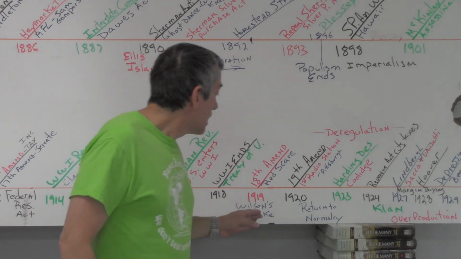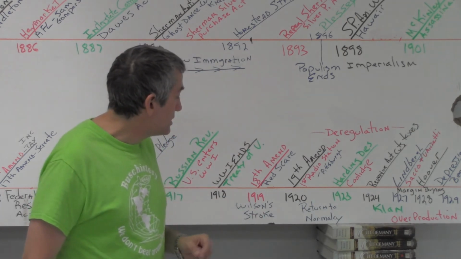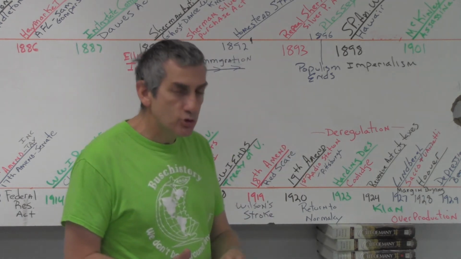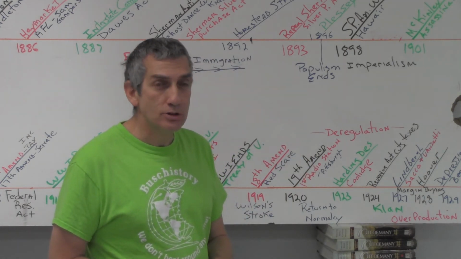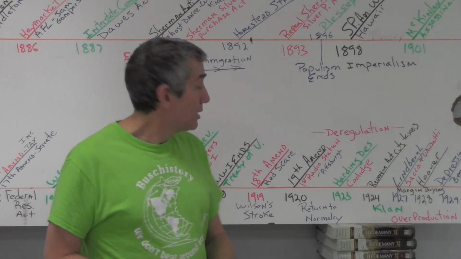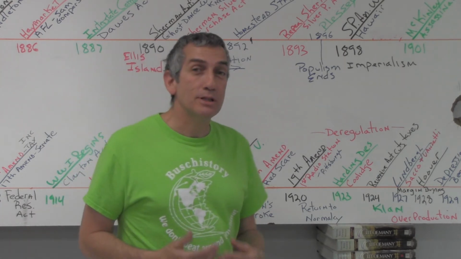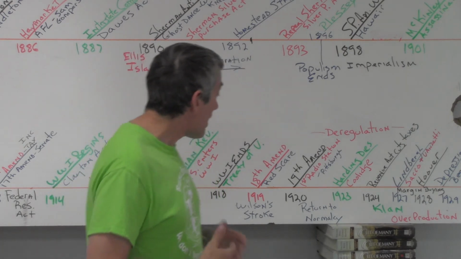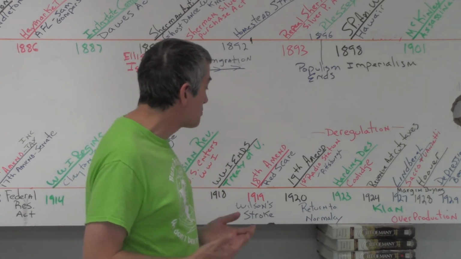Anyway, the 18th Amendment will be passed in 1919, which outlaws the sale, distribution, and manufacture of alcohol, but doesn't outlaw consumption of alcohol. So that's going to be a problem as we head through Prohibition.